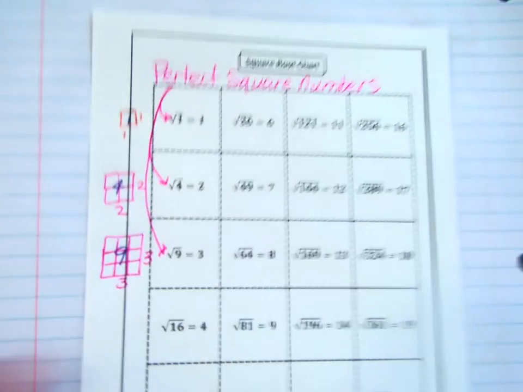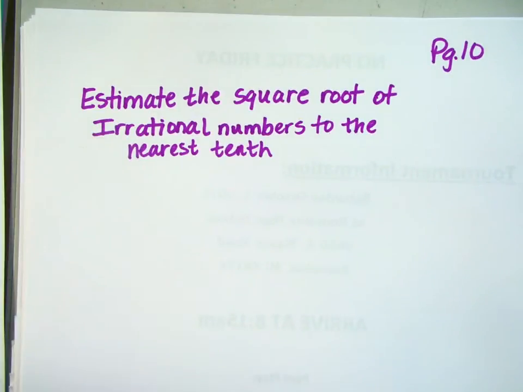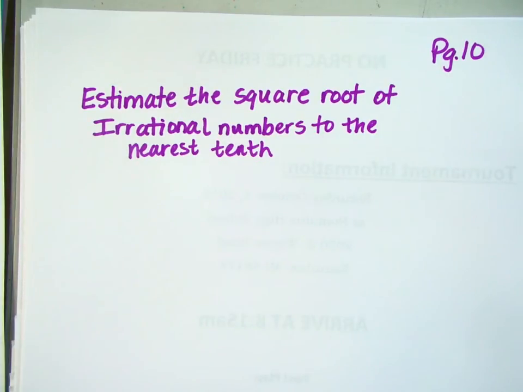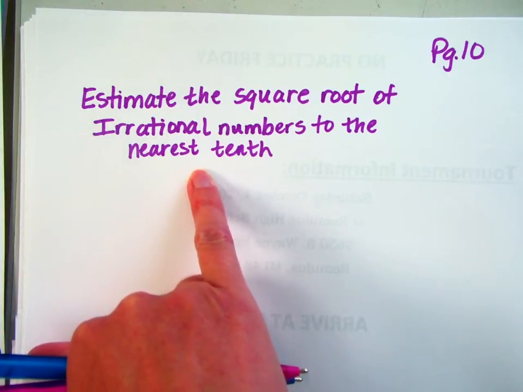All right, so over on the next page here, page 10, we're going to estimate the square root of irrational numbers now. So numbers that are not on that chart, and we're only going to the nearest tenth place. Okay? We know those numbers are going to go on forever. They're going to be irrational. But I just want you to try to estimate to the 10th place today.